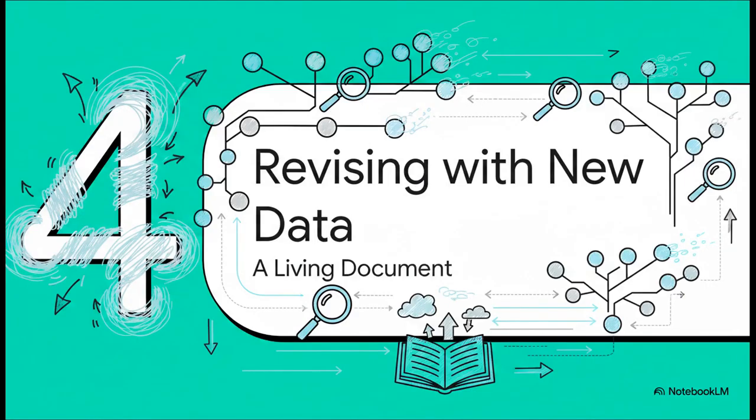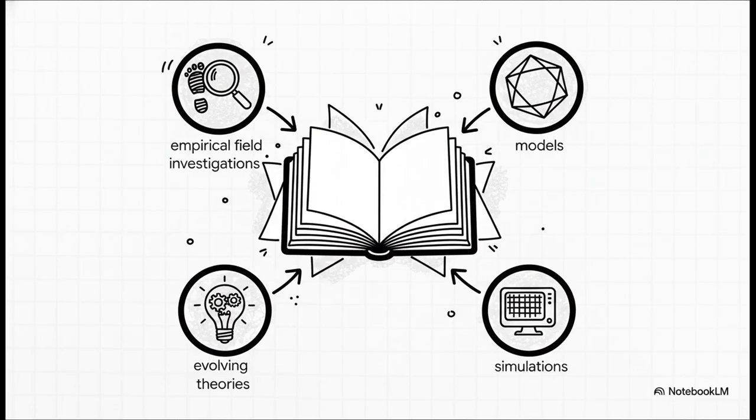Section 4. Revising with new data. Science is a living document. A true scientific explanation is never rigidly fixed. And this brilliantly illustrates how dynamic science really is. We receive a constant stream of new evolutionary data, from fresh empirical field investigations, new mathematical models, evolving theories, and advanced computer simulations. The information never stops flowing, and we have to be ready to integrate it.